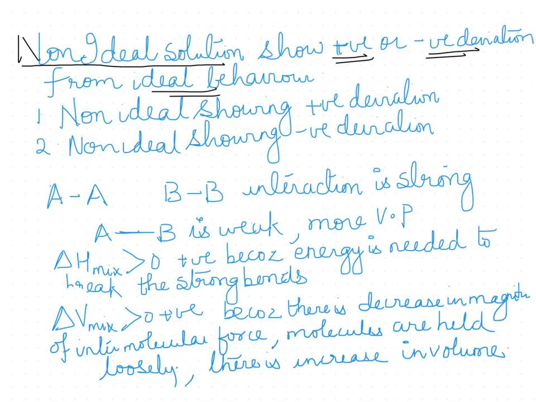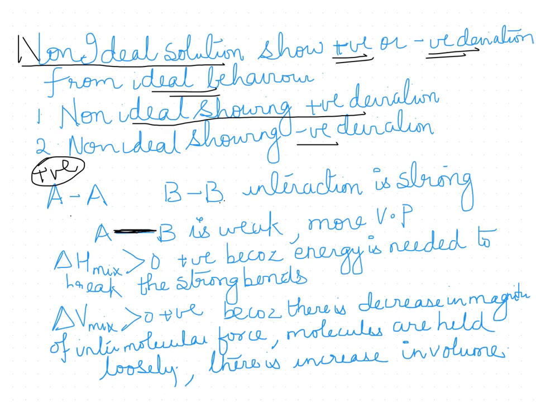Now I am going into some solutions which are non-ideal solutions, showing positive deviation and negative deviation. Let us take the first one, non-ideal solutions showing positive deviation. It is formed by two components A and B, wherein AA interaction is strong and BB interaction is strong. But when they form a solution, the AB interaction is very weak. Can you see this long bond that I have drawn, which shows that the bond is very weak. AA is strong, BB is strong, but AB interaction is weak.